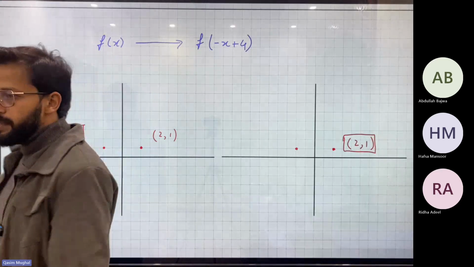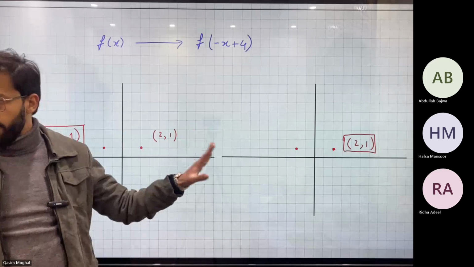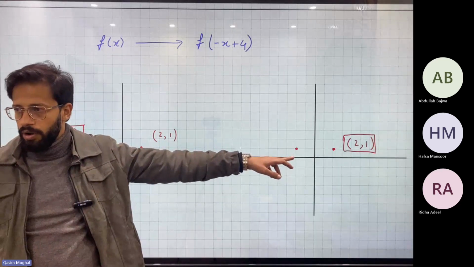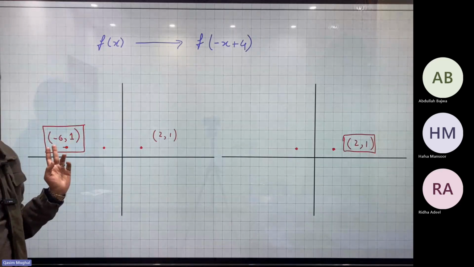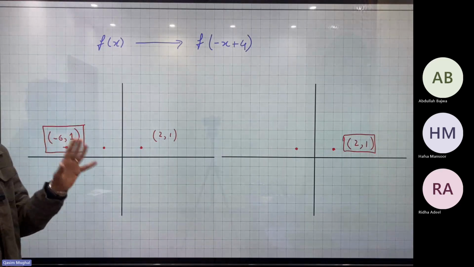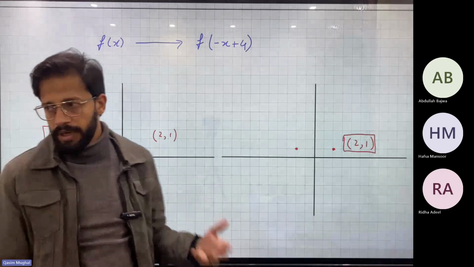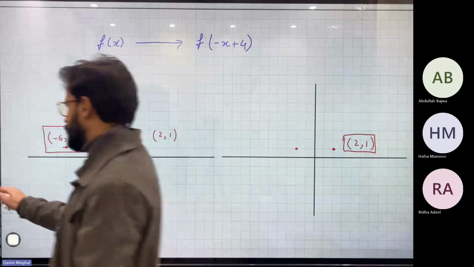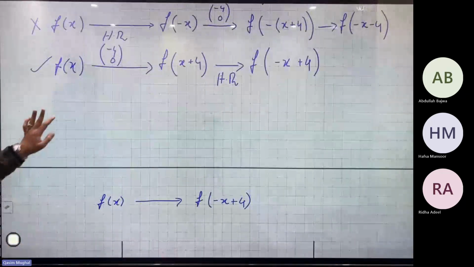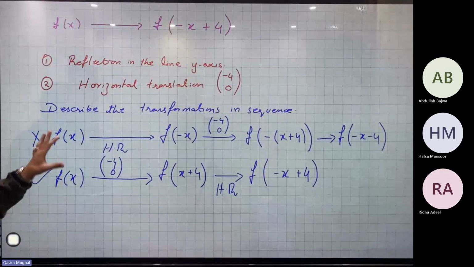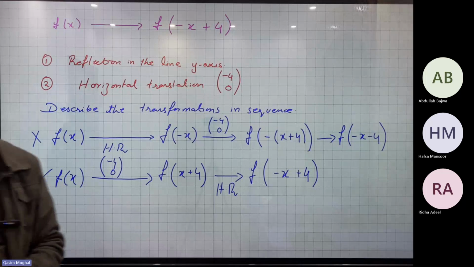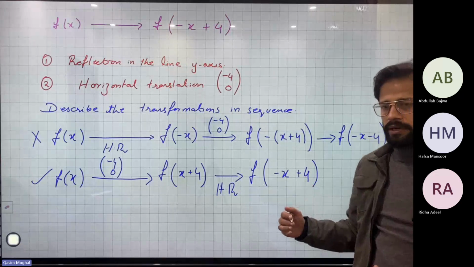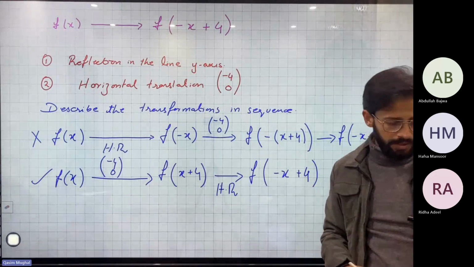I have applied the same transformations, but in a different sequence. There, the final product is at 2, comma 1. Here, the final product is at -6, comma 1. So, order matters. The sequence matters. From here, we cannot tell which is correct and which is not. We can only verify that and know which is correct and which is wrong by using a function machine. So you should know how a function machine works so that you can tell which is correct and which is not. Okay? Is this clear?